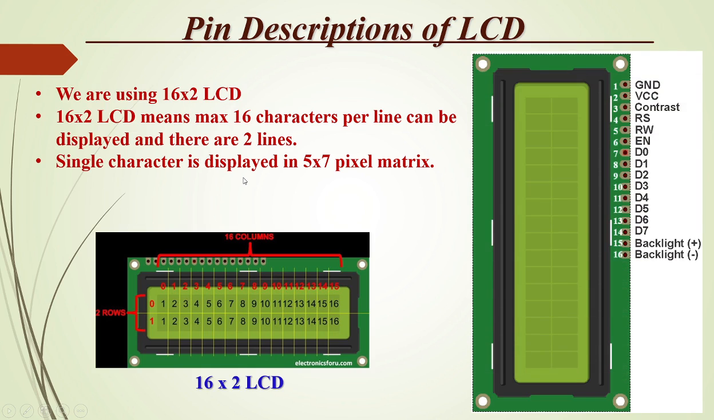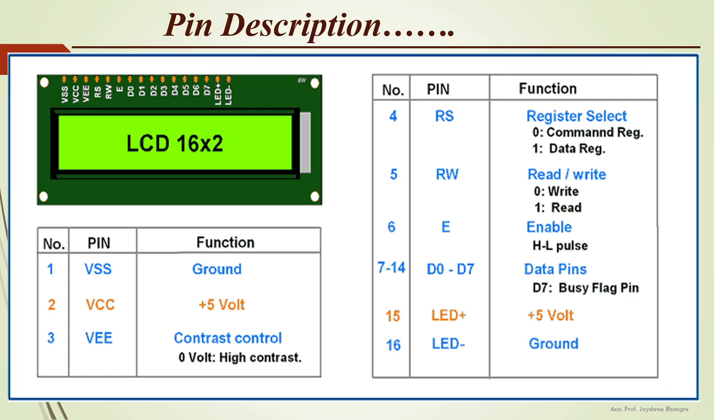This LCD has 16 pins. So these are the different pins of this LCD: ground, VCC, contrast, register select, that is RS, read write pin, enable pin, D0 to D7. These are the data pins. Backlight plus, backlight minus, which are also called LED plus and LED minus pins. So let's see these pins in detail.